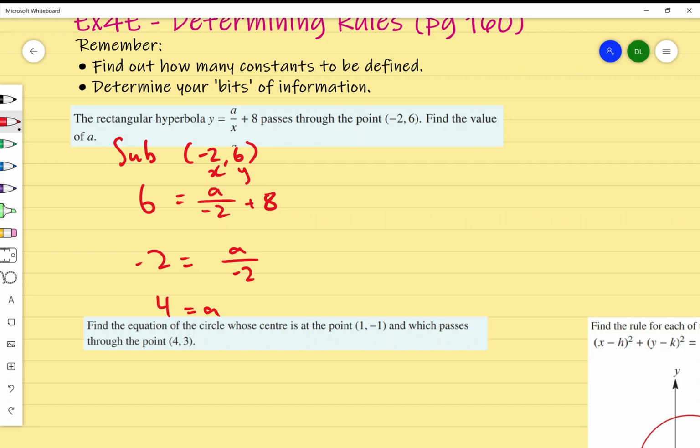Now, in this situation, they specifically ask you to find the value of a. If it doesn't say that and it says to find the formula, you then have to go ahead and substitute it back in and get y equals 4 over x plus 8. There's not much else to it. That's pretty much it. So find out how many constants you have and then determine your bits of information.